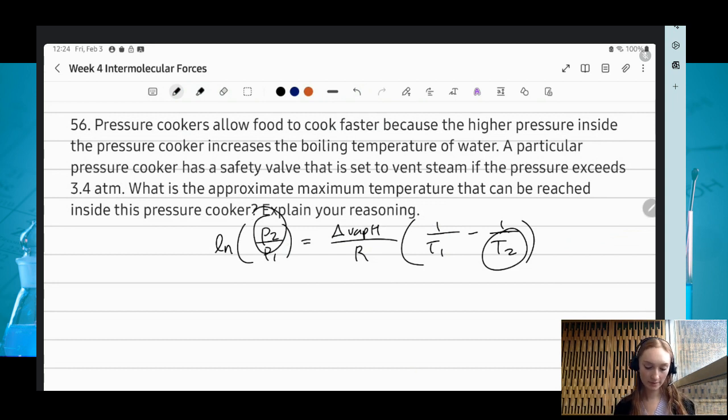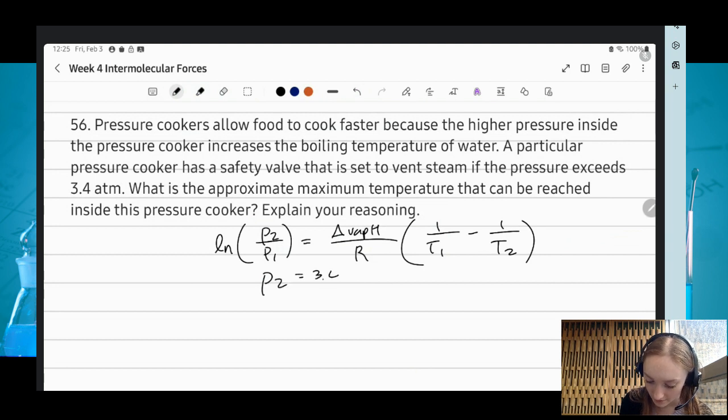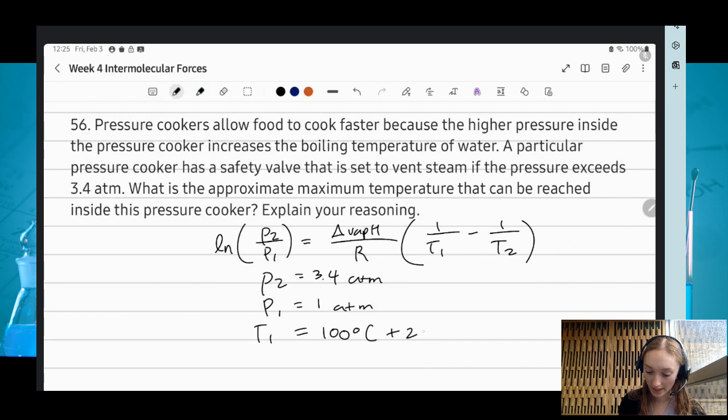P2 is 3.4 atmospheres. So let's just think about what all of these variables will represent. We just said P2 is going to be 3.4 atmospheres, and P1 is going to be 1 atmosphere, because at 1 atmosphere the temperature is going to be 100 degrees Celsius. So T1 is going to be 100 degrees Celsius when it starts to boil, but since we have to work with Kelvin, we need to add 273.15, and then T2 is going to be unknown.